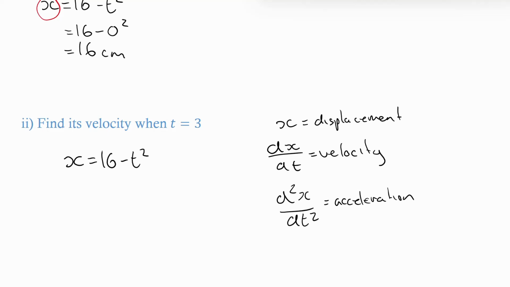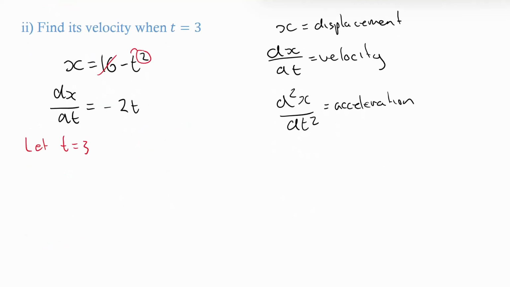So over here, x equals 16 minus t squared. We're going to differentiate that to get dx over dt. The 16 disappears because it doesn't have any t's with it. The 2 up here comes out the front, and the negative stays, so it's negative 2t. Then we say let t equal 3. So here we get dx over dt, or v, equals negative 2 times 3, which is negative 6. And it does have units. Remember, it was in centimeters per second.